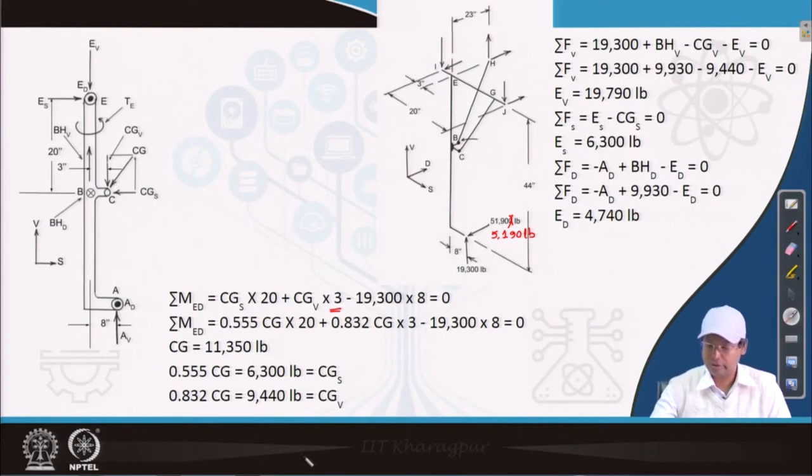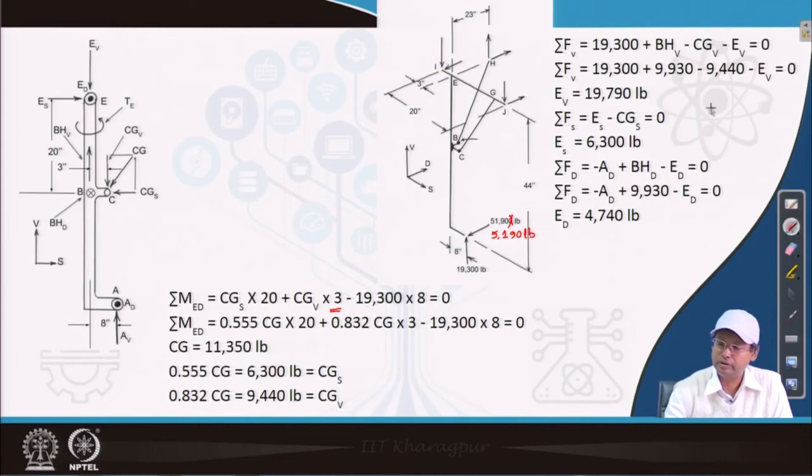Now, let us see how we find the other forces. We are considering the horizontal, vertical, that means two horizontal directions, S and D, and one vertical direction. We will consider the summation of forces and try to find the forces acting at E, that means EV, ES and ED. So, how do we do this?